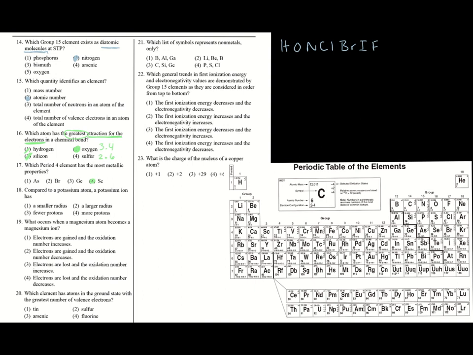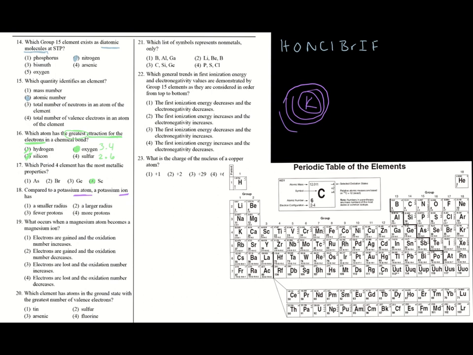Number 18, compared to a potassium atom, a potassium ion. Okay, so again, ionic radius. We're not going to be too concerned about that when it comes to the actual test, but let's still answer this to review ions. Potassium atom here loses electrons to become a positive ion. So if we could think about drawing out K, I'm going to draw it over here.